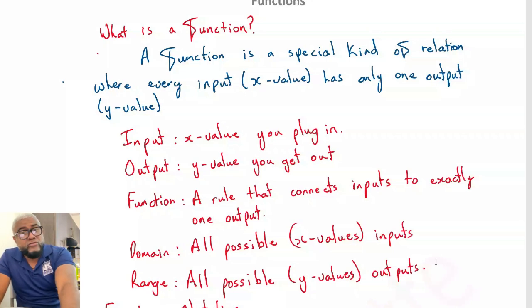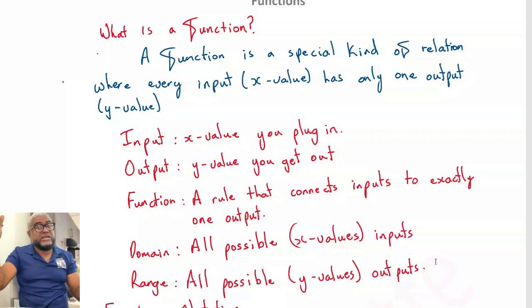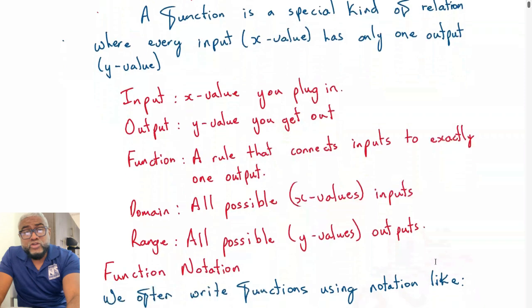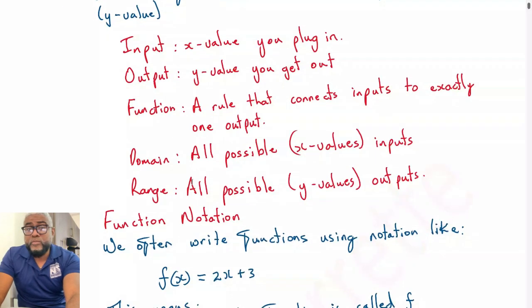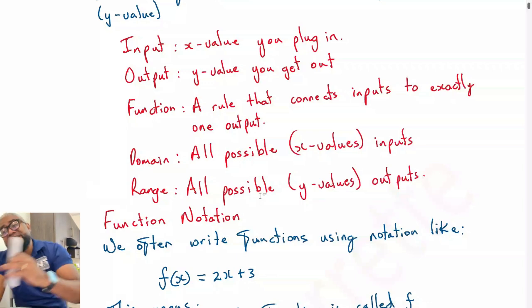A function is a rule that connects the inputs to exactly one output, right? So domain, things to remember. Your domain would be your x values, all possible x values. Your range, Samaya, would be all possible y values, right? So these are just the initial notes.